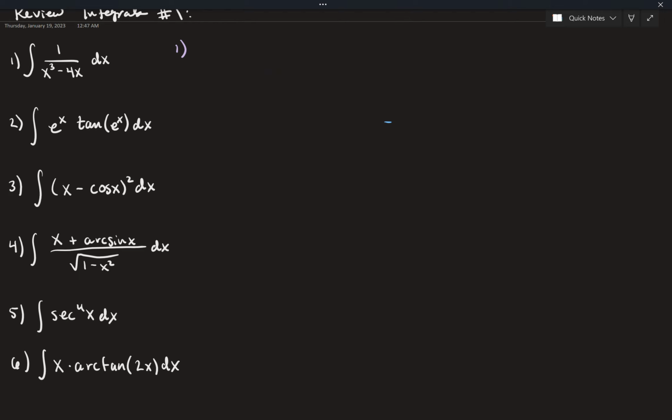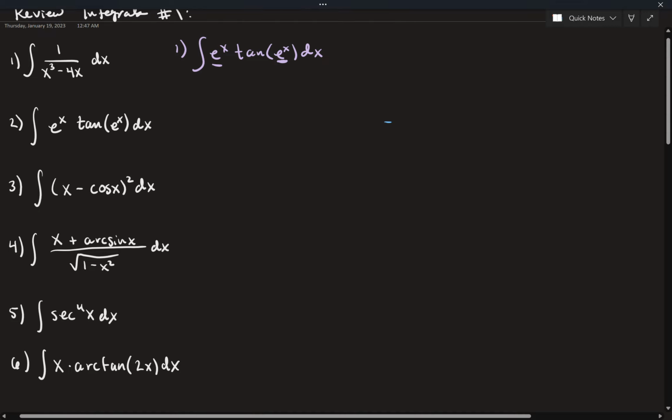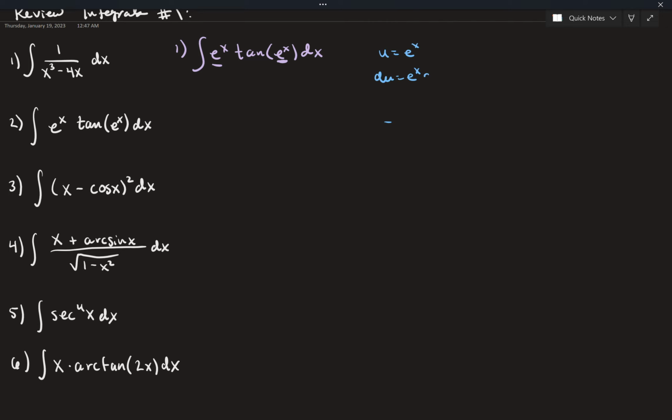e to the x tangent e to the x. So this one, first off, jumps out as a u sub to me, because I have e to the x, and its derivative e to the x is being multiplied all on the outside. So I'll do that u sub first. u is e to the x, du is e to the x dx, so that I get the integral of tangent of u, and then these go away to make du.